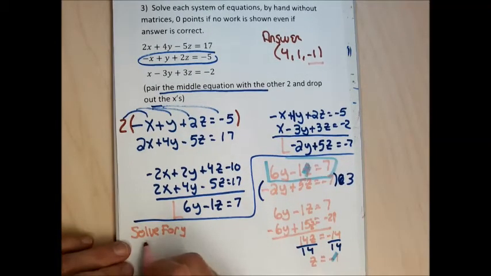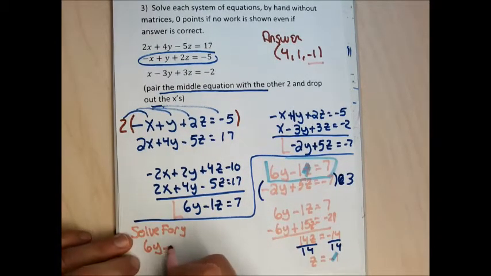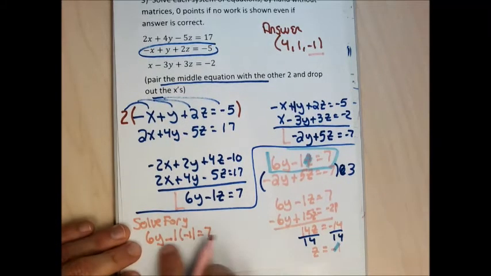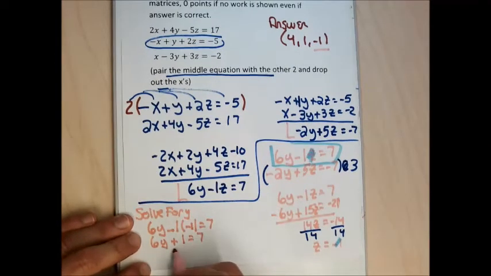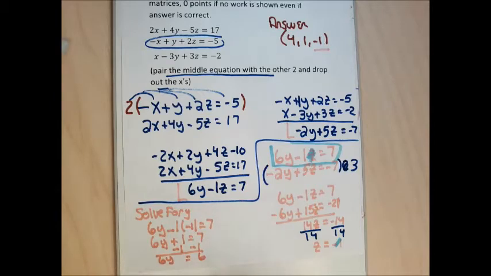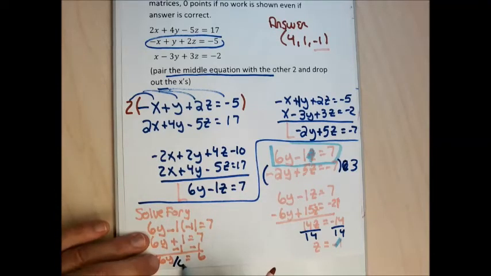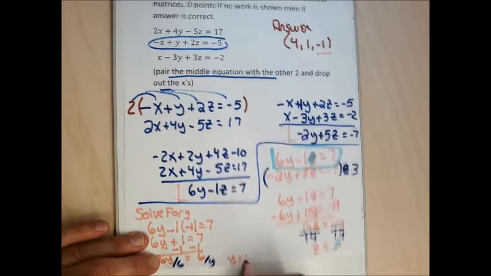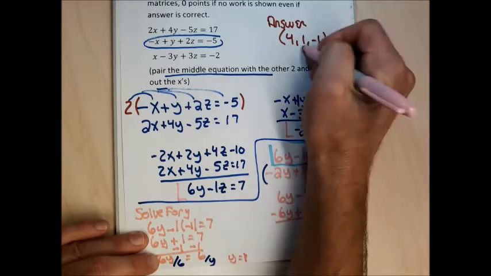So I'm going to go 6y minus 1 times negative 1 equals 7. The double negative I have here turns out to 6y plus 1 equals 7. I'm going to minus 1 from both sides. That's going to give me 6y equals 6. And then I'm going to divide both sides by 6. And that's going to give me y equal to 1, which is that part of the answer.